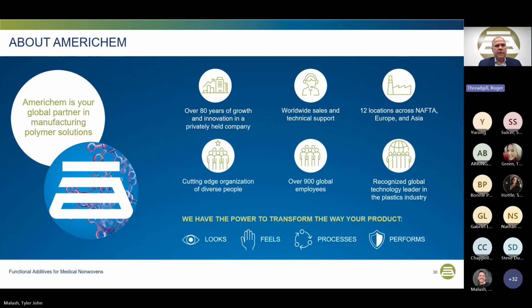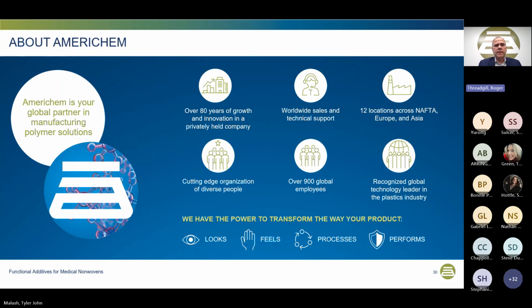The products for healthcare textiles discussed today, as well as the solutions we provide, are available thanks to over 1,000 very talented people. That really is Americhem. Our goal is to transform the way your product looks, feels, processes, and how it will perform in its unique application. Next slide.